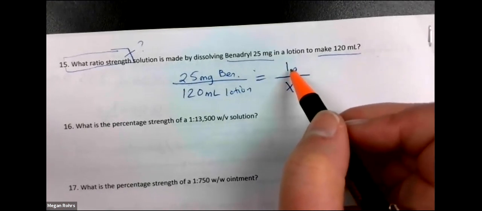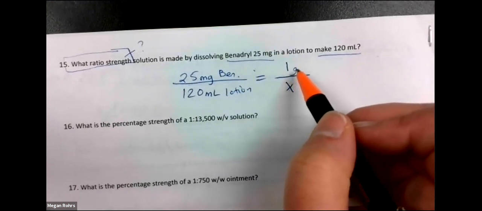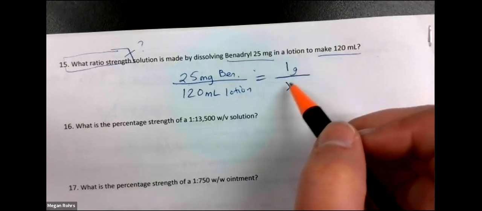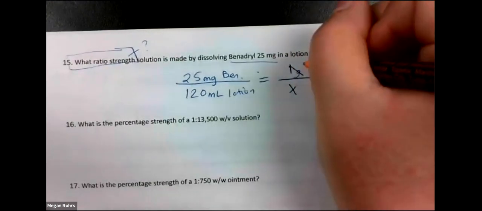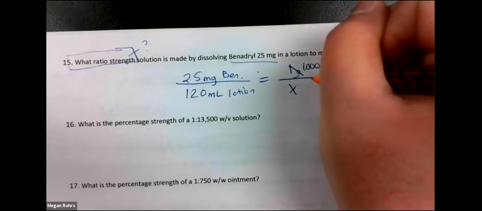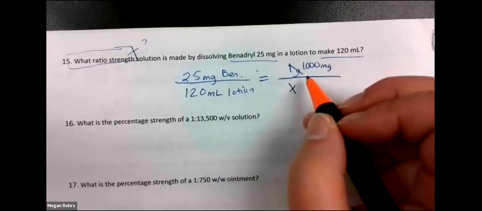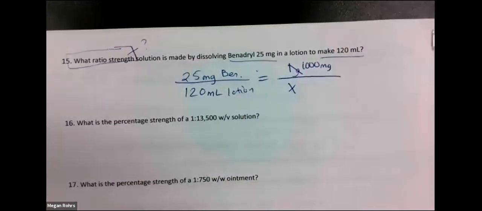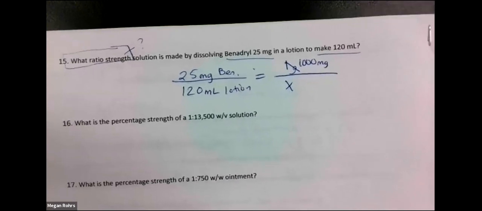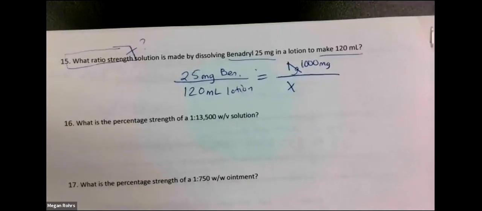So if you do 1 gram, you should know by now, 1 gram is equal to 1,000 milligrams. So if we just change that to 1,000 milligrams, now I can solve. So here we have 1,000 times 120. Let me get my calculator here. So 1,000 times 120, that's going to give me 120,000.